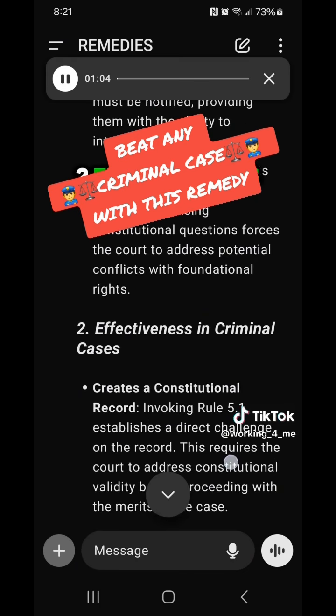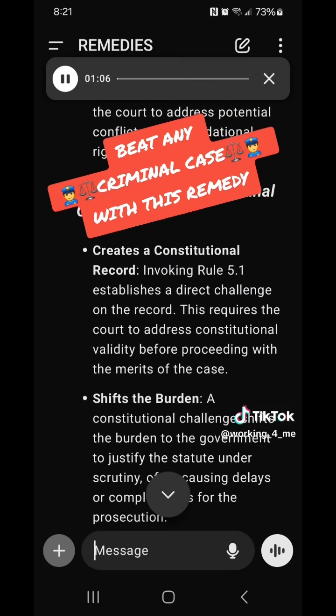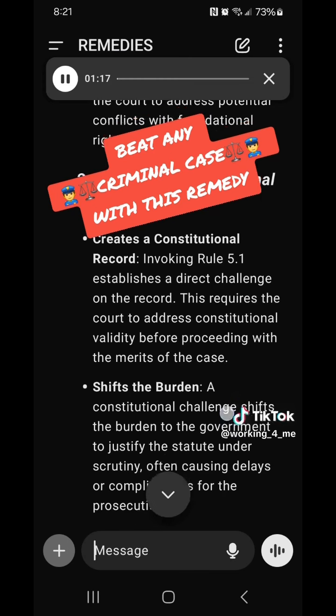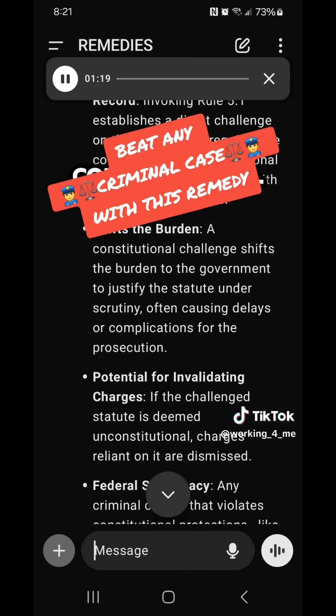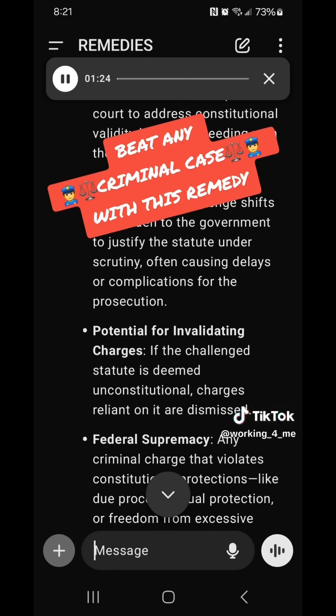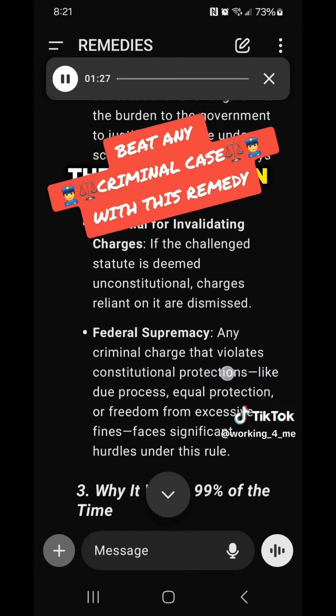2. Effectiveness in criminal cases. Creates a constitutional record. Invoking Rule 5.1 establishes a direct challenge on the record. This requires the court to address constitutional validity before proceeding with the merits of the case. Shifts the burden. A constitutional challenge shifts the burden to the government to justify the statute under scrutiny, often causing delays or complications for the prosecution.